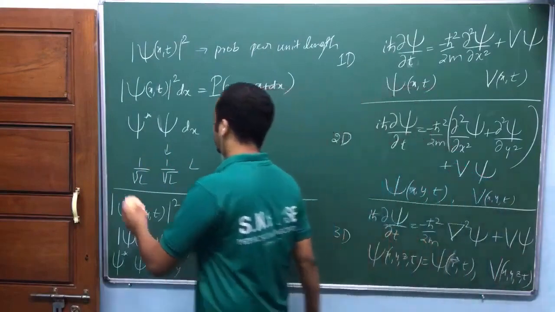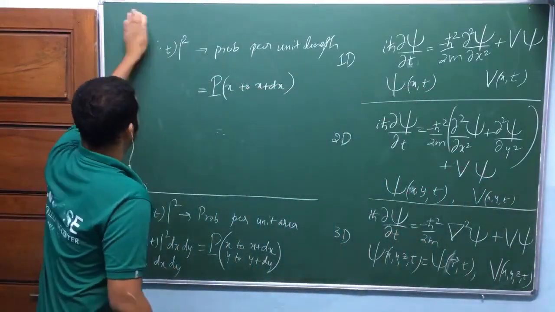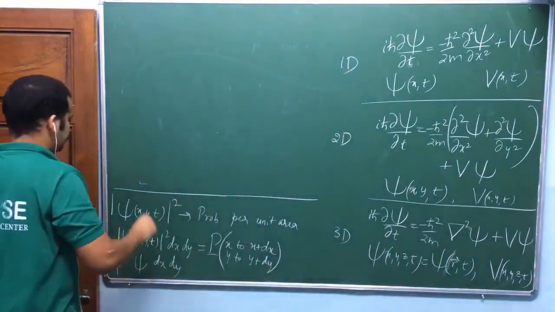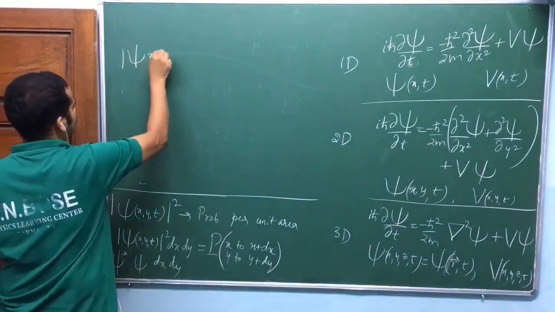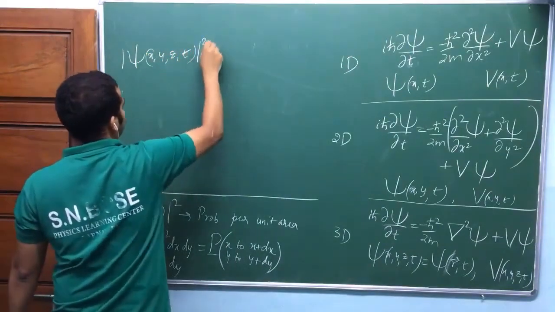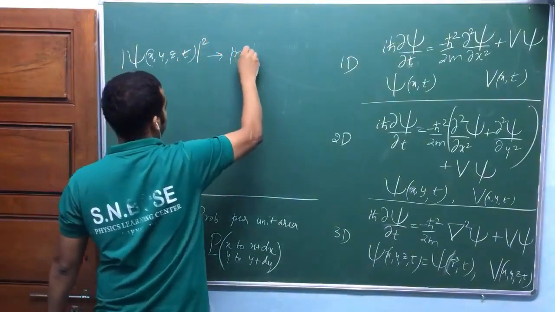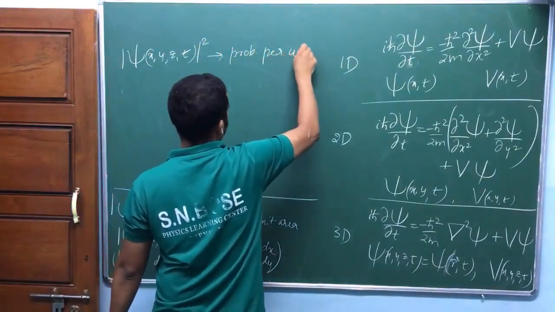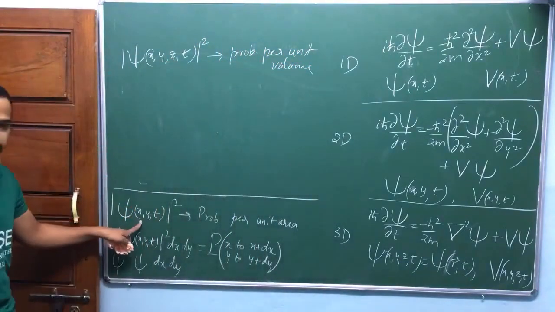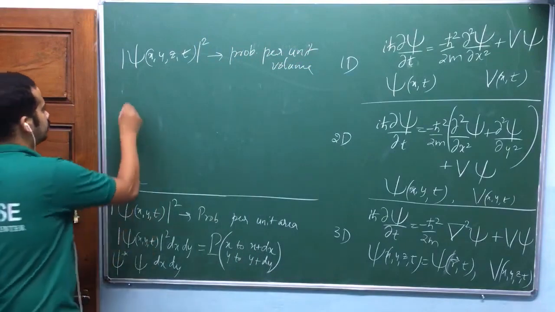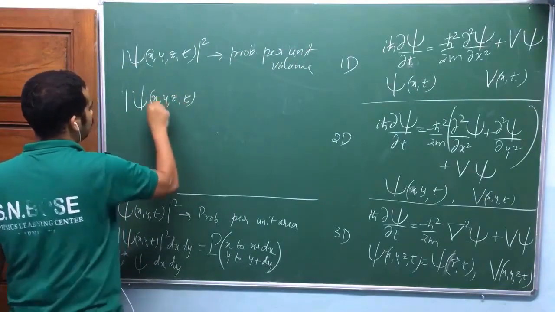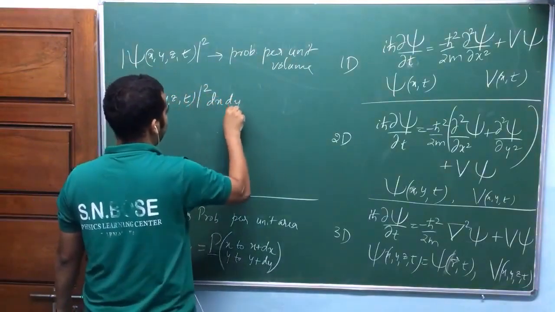So similarly, do it for 3 dimension. Mod psi of x, y, z, t whole square is probability per unit volume. This is also called probability density. Earlier one is also. So now, what is the probability? Mod psi of x, y, z, t whole square dx dy dz.